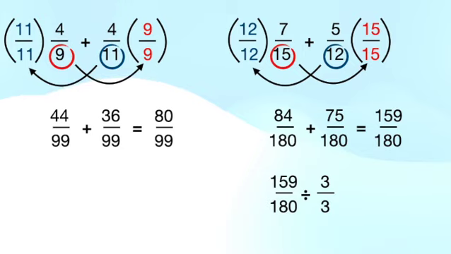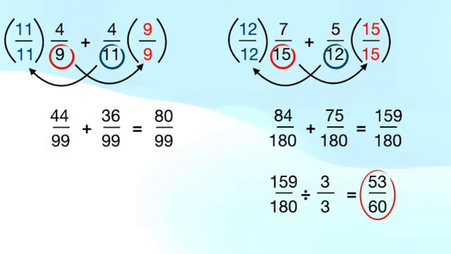3 over 3 is 1. So I'm dividing by 1, which is another form of the multiplicative identity. You can multiply by 1 or you can divide by 1, and it's not going to change the value. In the case of fractions, it will change the form. 159 divided by 3 is 53, and 180 divided by 3 is 60.